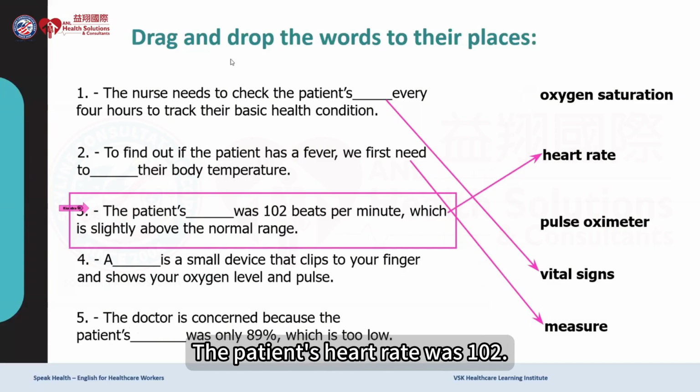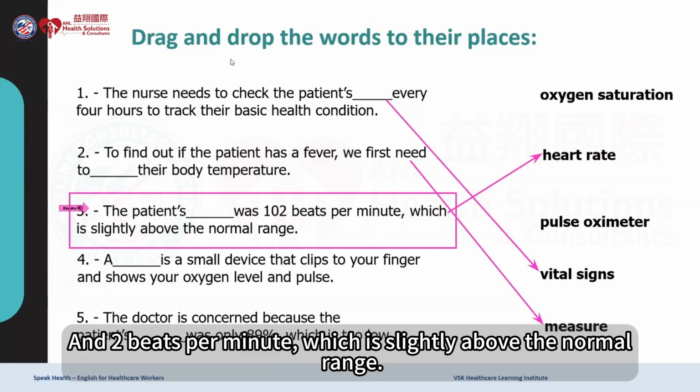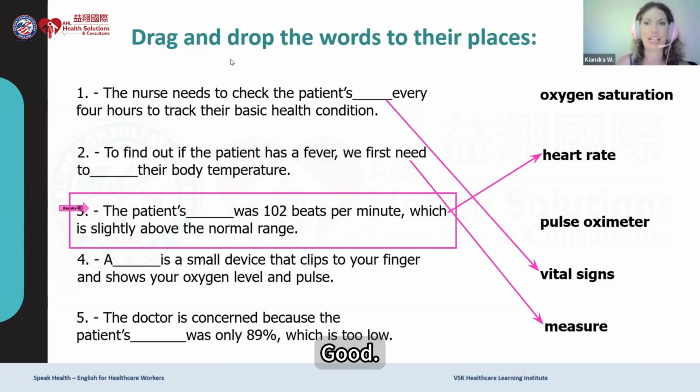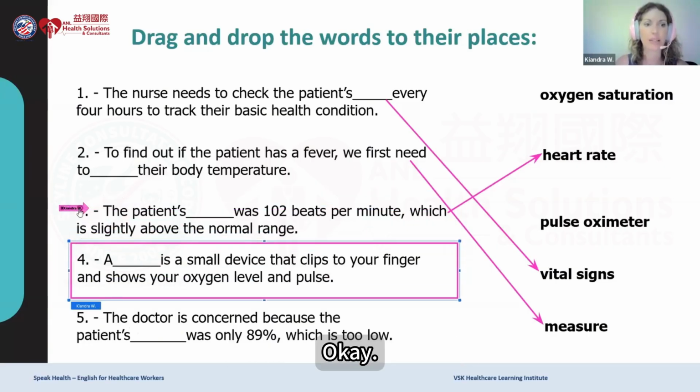The patient's heart rate was 102 beats per minute, which is slightly above the normal range. Excellent. Slightly means just a little bit. Slightly. Good. Excellent reading, Anna. Very, very well done. Okay. Next one.